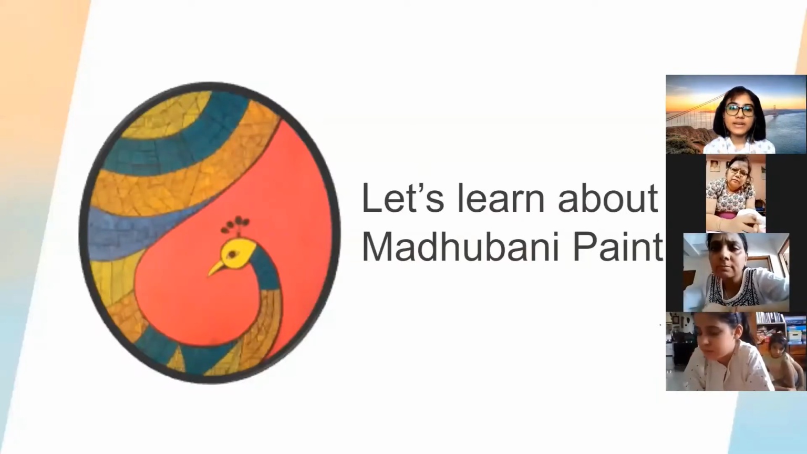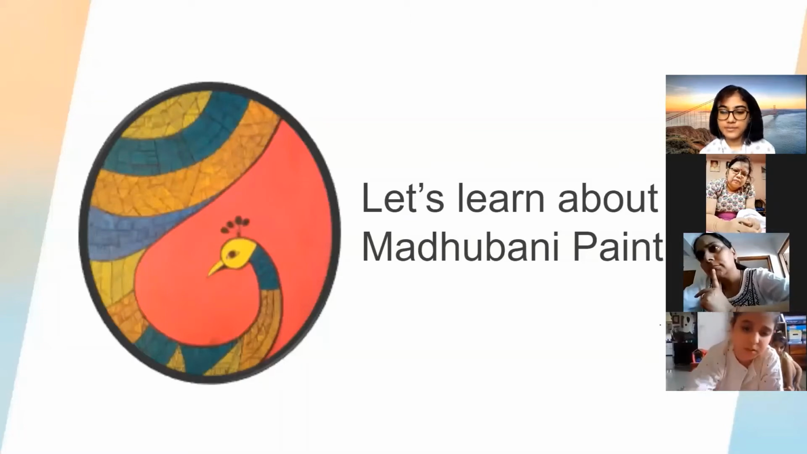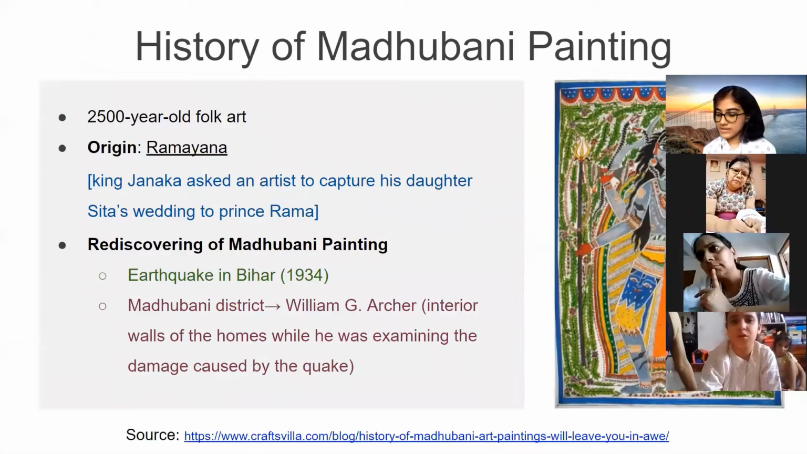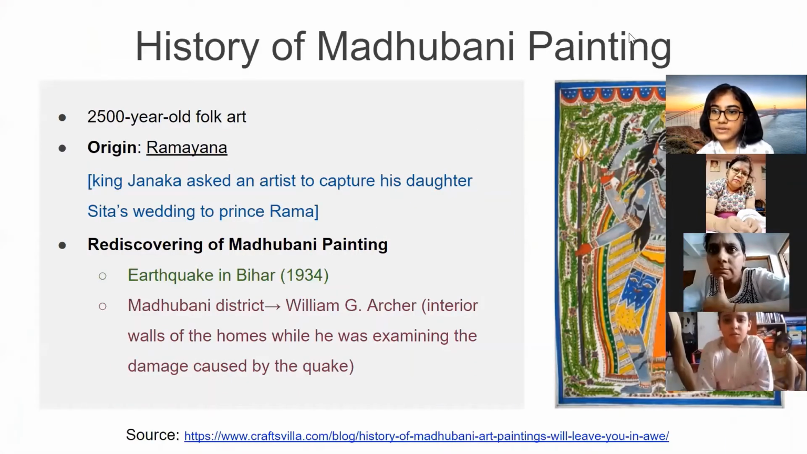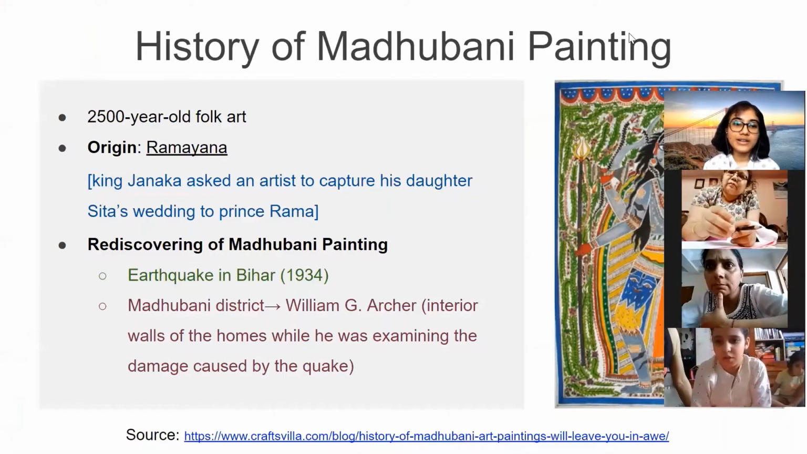Say a low part of Nepal, I guess. So Bihar and Nepal, that part. It's called the Mithila region, so it's also known as the Mithila painting over there. Right. Okay, so I'll just brief you a little bit about the history, that it's a 2,500-year-old folk art.